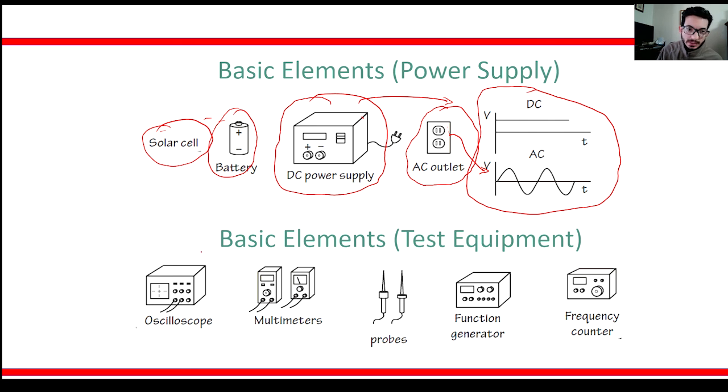Equipment for testing are oscilloscopes, very useful for digital and high frequency signals. Multimeters, and the probes, both for multimeters and for oscilloscopes. Function generators, so you can test your circuits with different inputs, such as square waves and saw waves, etc. And frequency counters, extremely useful for digital sensors.